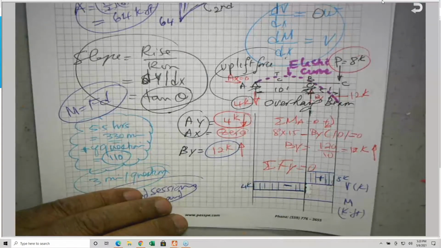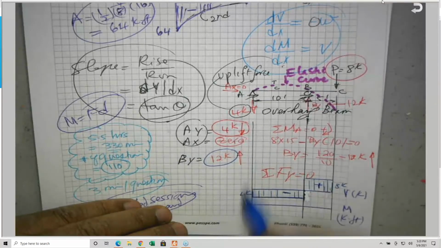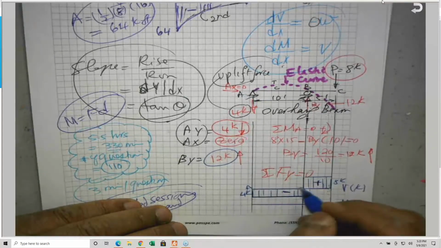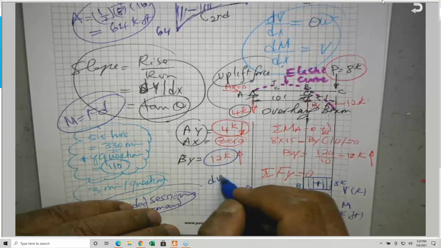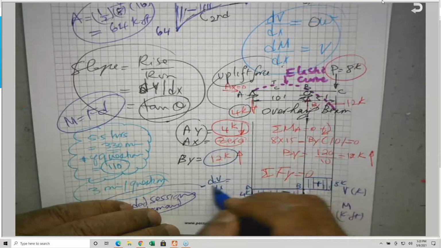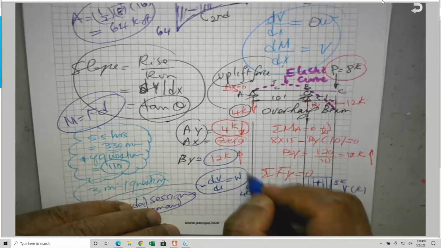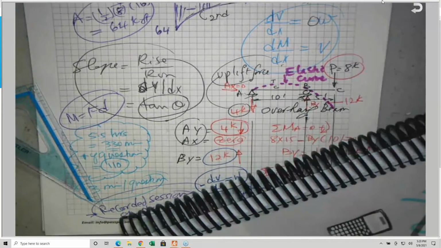Okay, when I went 4 kips, why did I go straight from here to here? This is A, from A to B. I went straight because we do have an equation. It says dV by dx is, let me put a negative sign here to match, equal to W, which is this equation here, the one I showed you.